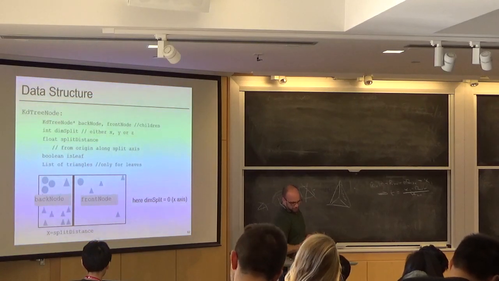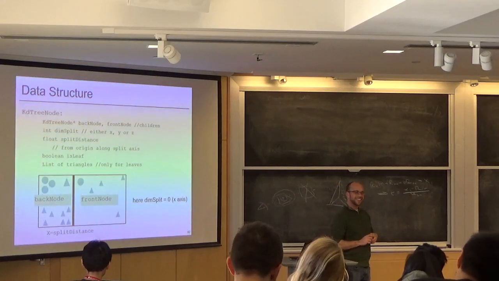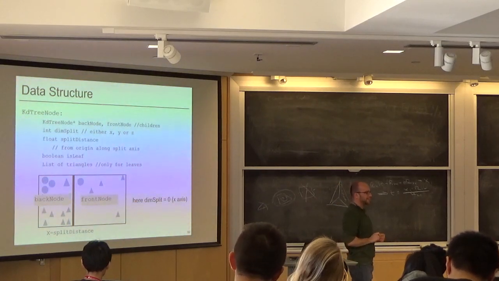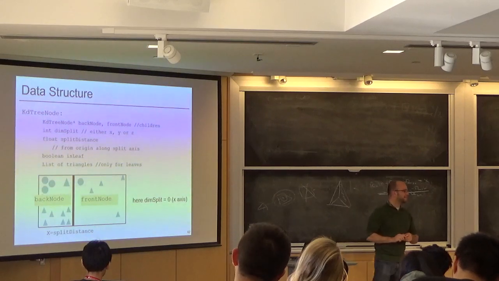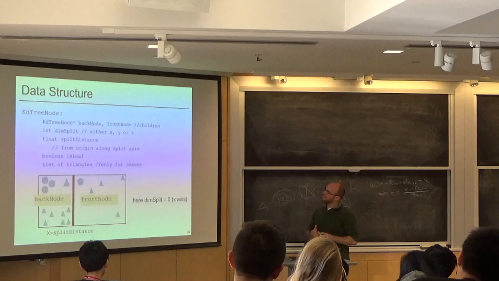So here's the typical data structure for KD trees. I'm a nice guy. I didn't add this to your ray tracing homework, but if you want to do a really cool extension, this is a fun one to implement. It's a really good way to introduce bugs into your code.